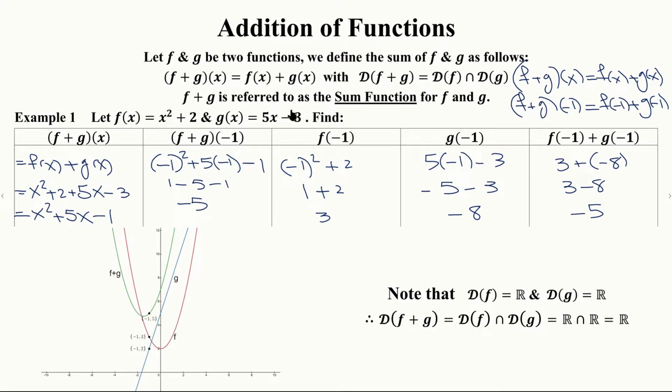All right. Now notice that these are both polynomials, so their domains are the entire set of real numbers. So the domain of the sum function is also going to be the set of real numbers, because it's the intersection of the two domains, and what is R intersect R? That's just going to be R.